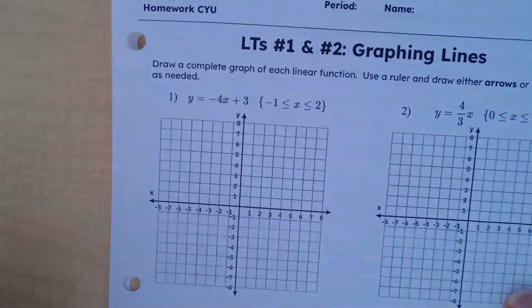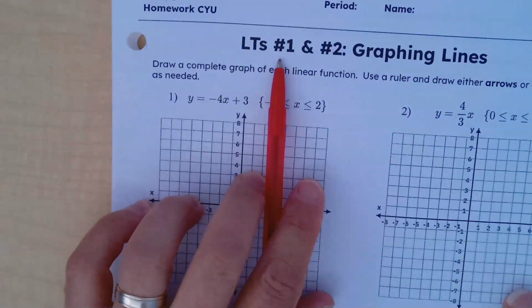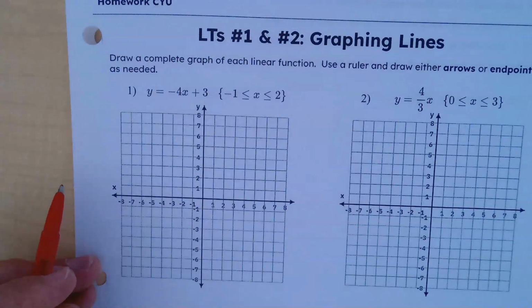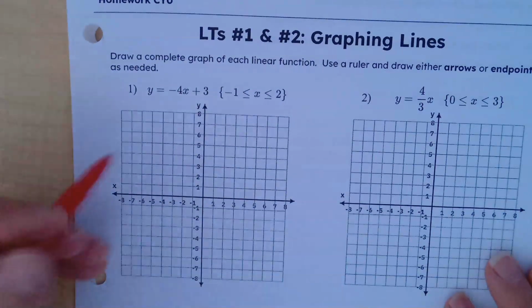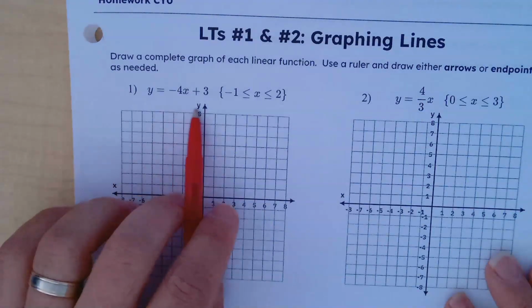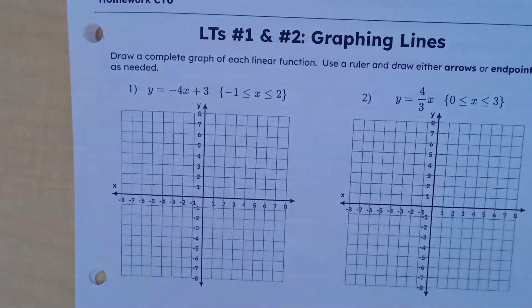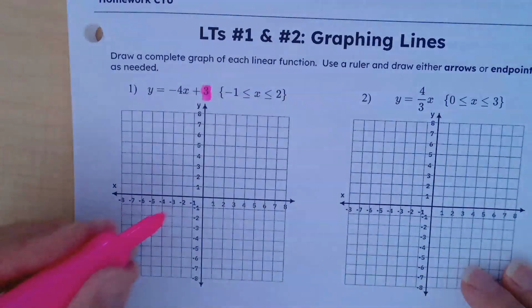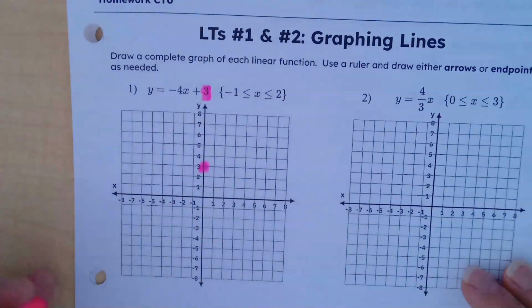Okay, we're going to do the handout, the learning targets number 1 and number 2 in this handout. So we're going to practice what we just did in learning target 0, which is graphing a straight line. So here my y-intercept is 3. So the very first thing I'm going to do is put a pink dot at 3, because that's where it crosses the y-axis.